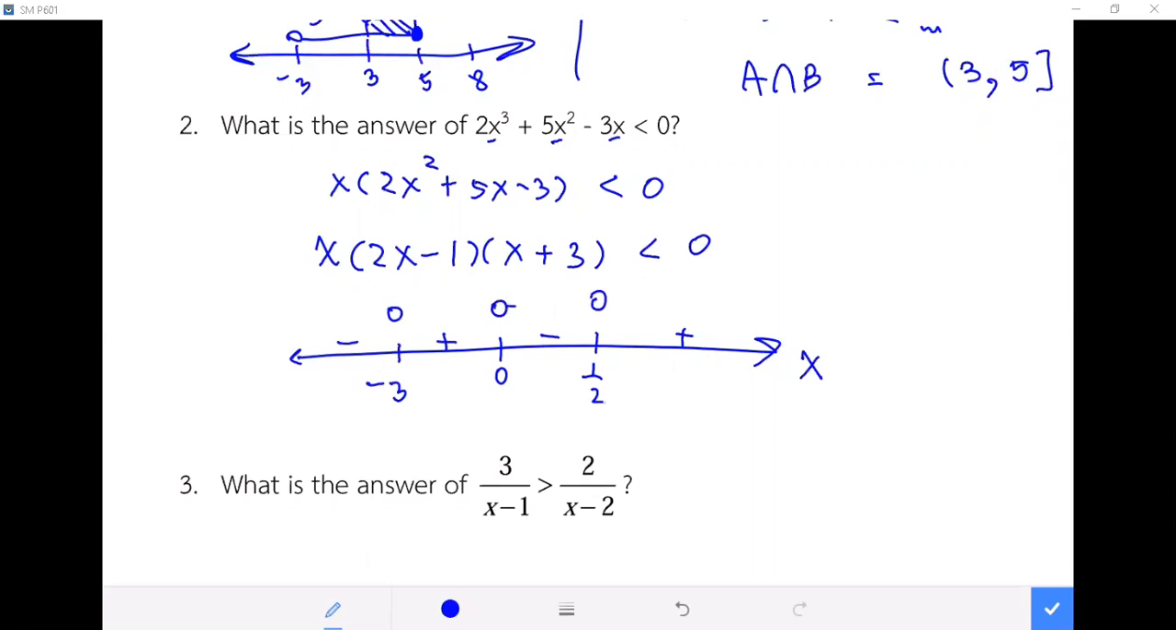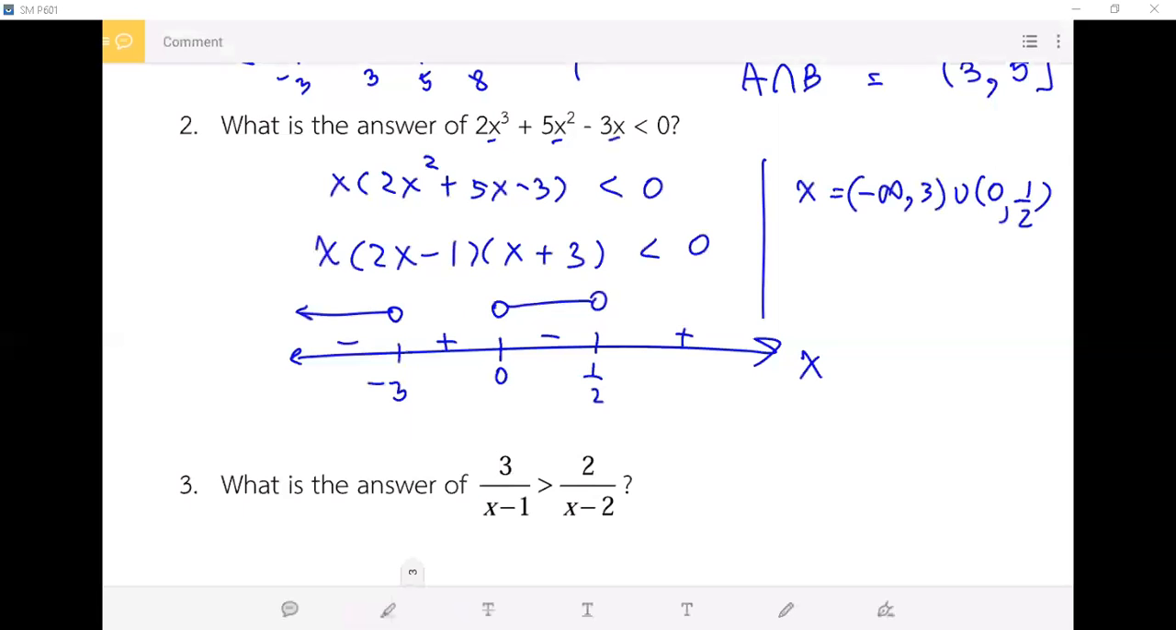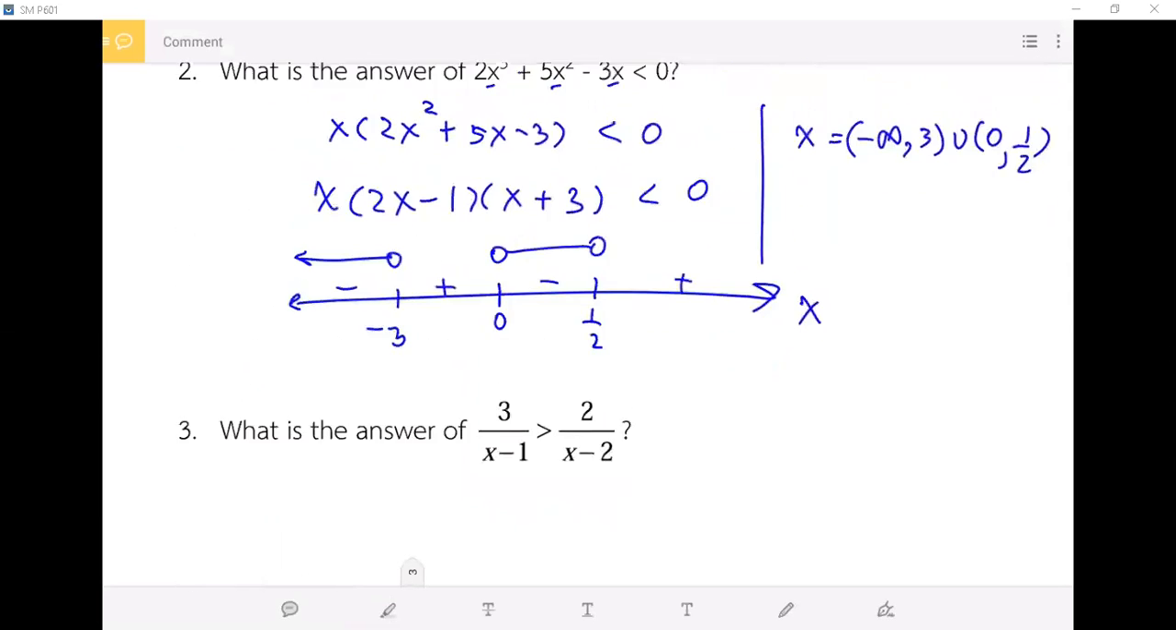Less than, you go for the negative regions. So your answer, x is going to be from negative infinity to -3, union with 0 to 1 over 2. Yeah, finished now. Very easy, right? Very easy.